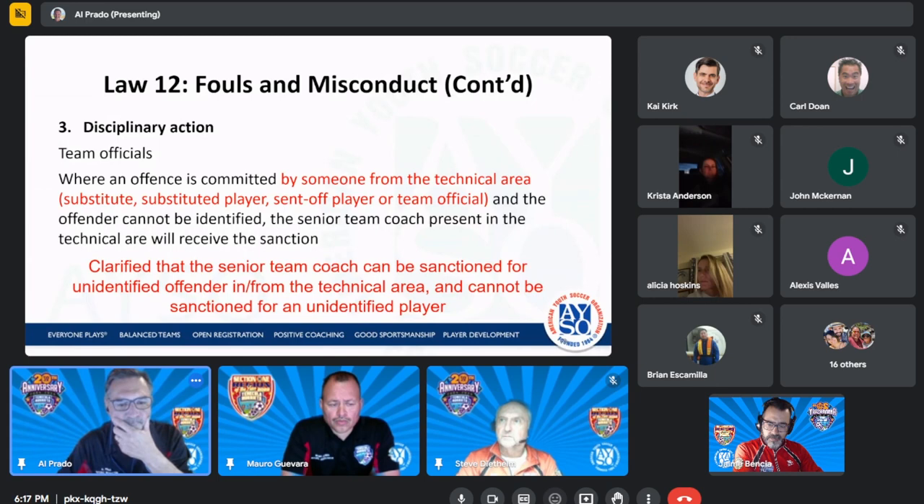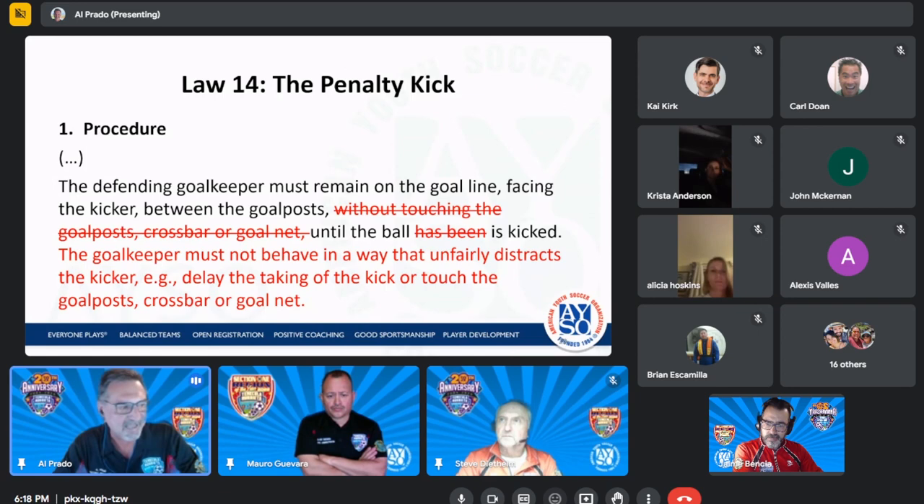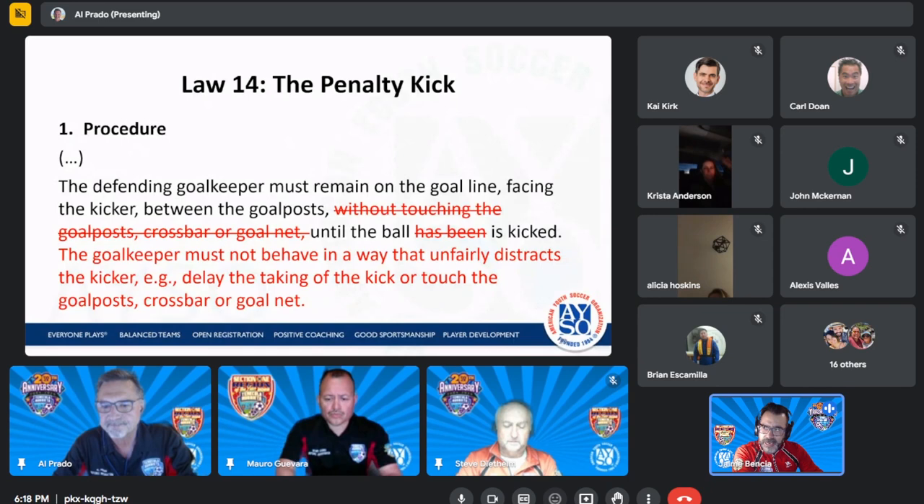The penalty kick. That's a good one there. So this one applies to every division, of course. The keeper must not behave in a way that unfairly distracts the kicker, delaying the kick, or touch the crossbar, goalposts, or nets. Now in this instance, Al, just to clarify a little bit, the goalkeeper can kind of move. It's not a situation where we're saying the goalkeeper can't move at all, right?